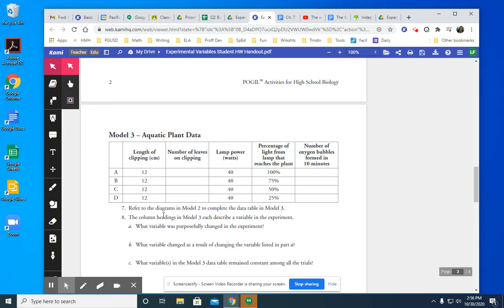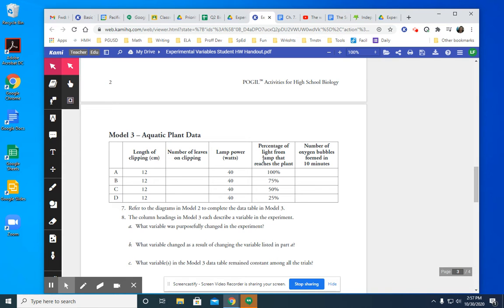Refer to the diagrams in Model 2 to complete the data table in Model 3. Well, let's read the headings of our data table. Model 3, aquatic plant data. We have length of clipping, all the same, 12 centimeters. So that didn't change. Number of leaves on clipping, lamp power watts. Look, the lamp power watts are all the same, 40, 40, 40, 40.